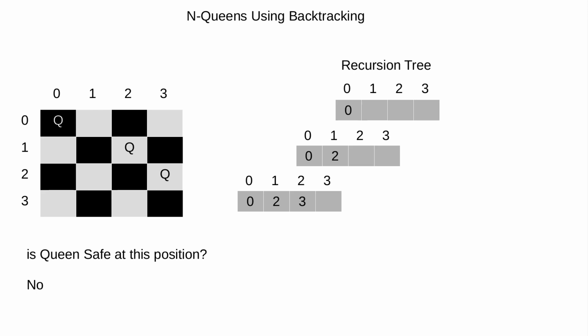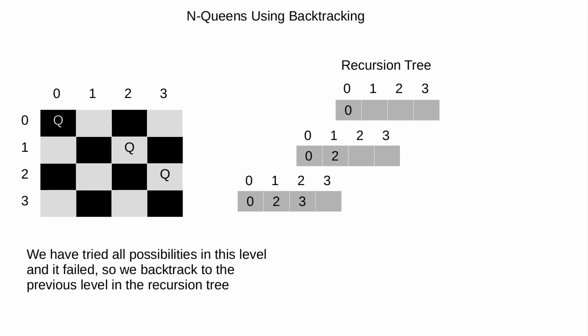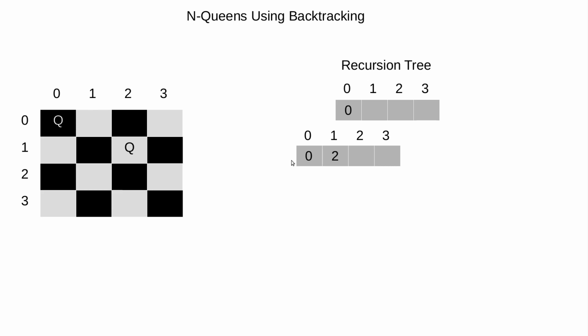So we have explored all columns for queen 3 and we have failed. So we backtrack, that is we go back up in the recursion tree. Now we'll explore the other columns for queen 2. So we'll place the second queen in row 1, column 3. Is the queen safe here? Yes.